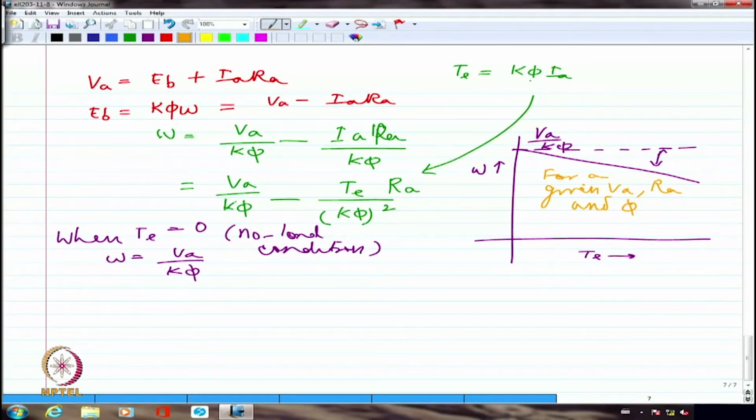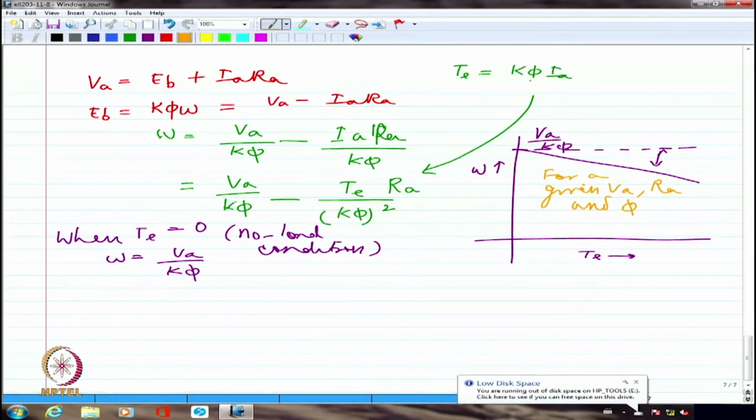I don't want to change the flux, it's a separately excited machine. I'm going to keep the flux as a constant. I don't want to change the armature resistance, it is inherently whatever is available. I'm not really changing that, and I'm giving rated voltage. So this is going to be the speed-torque characteristics for a separately excited machine. So also will be the case for a permanent magnet DC machine.